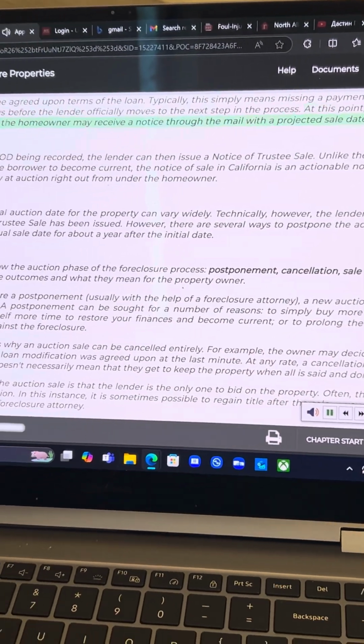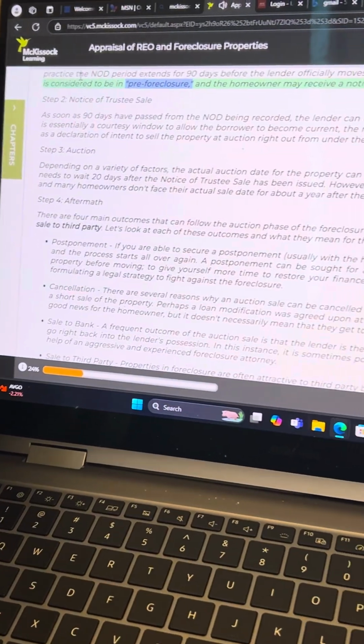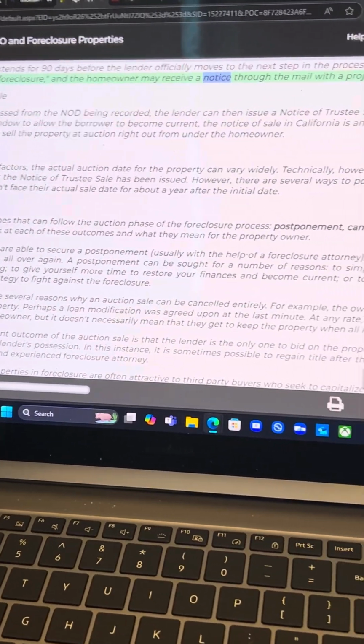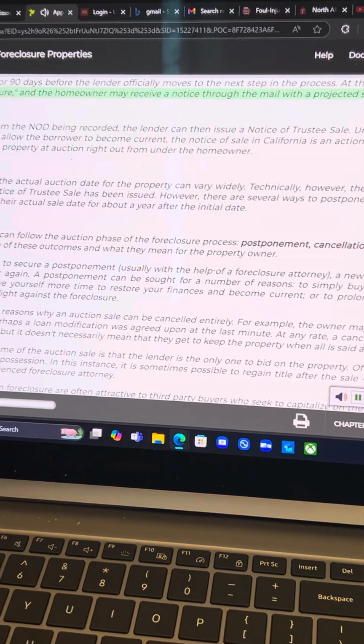At this point, the property is considered to be in pre-foreclosure, and the homeowner may receive a notice through the mail with a projected sale date.